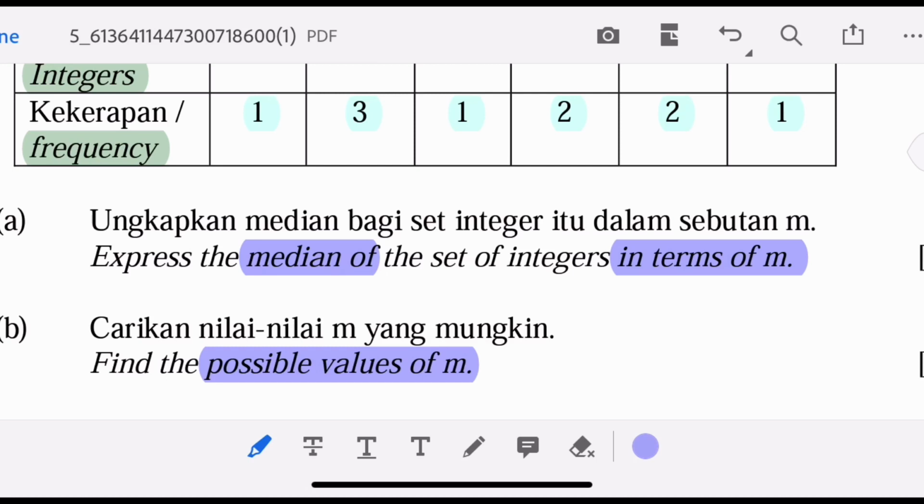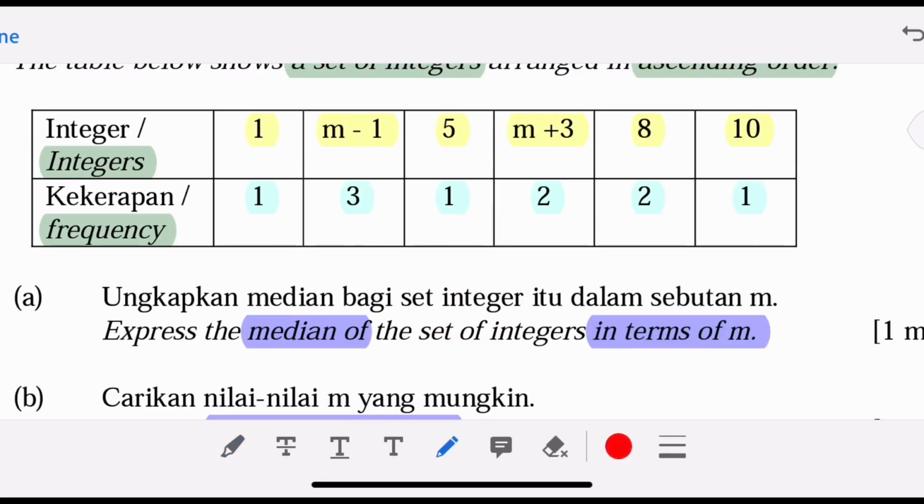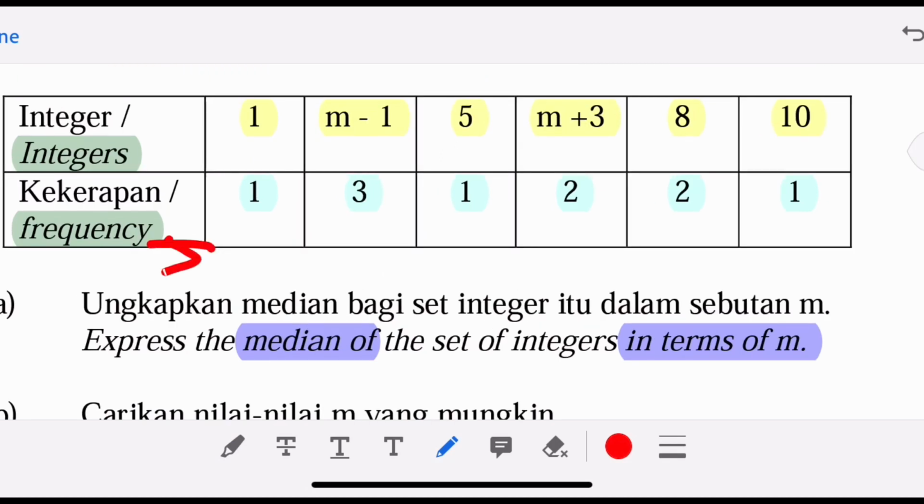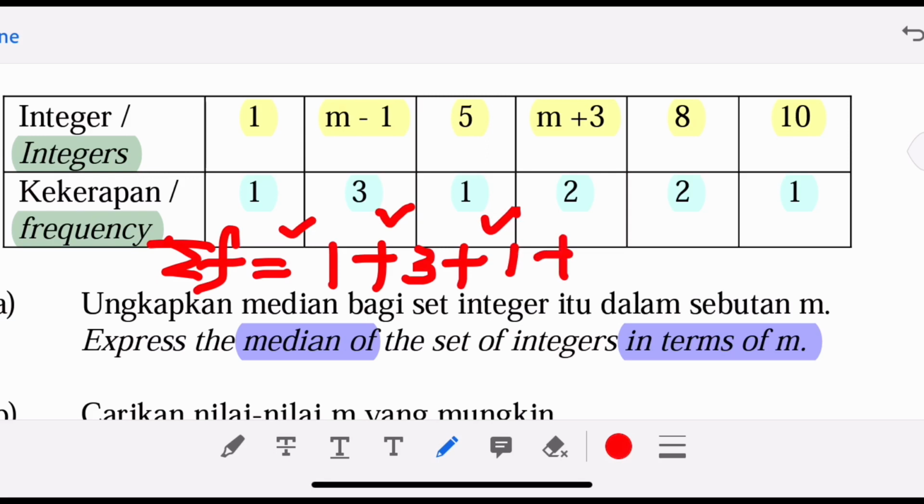It seems like it's already arranged in ascending order, so you don't have to rearrange. Now for the median, you have to know how to find the median if the number of data is even, and how to find it if the number of data is odd. Do you still remember the shortcut? Now let's see the frequency first.